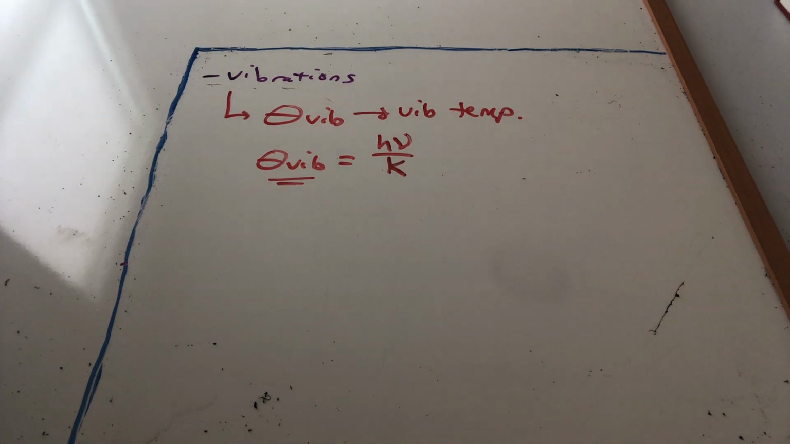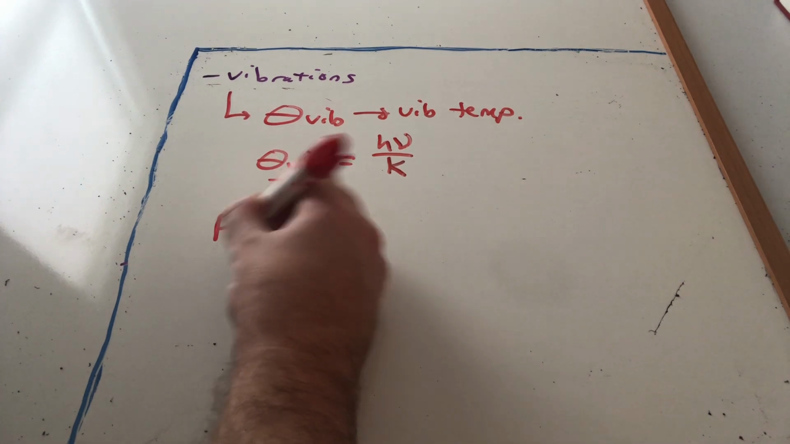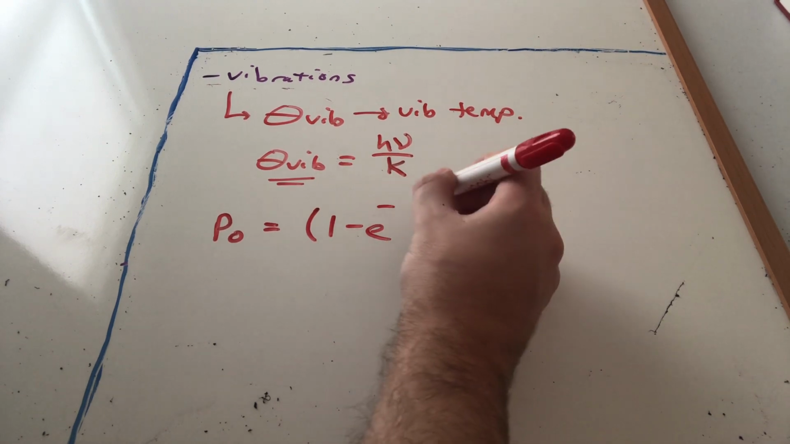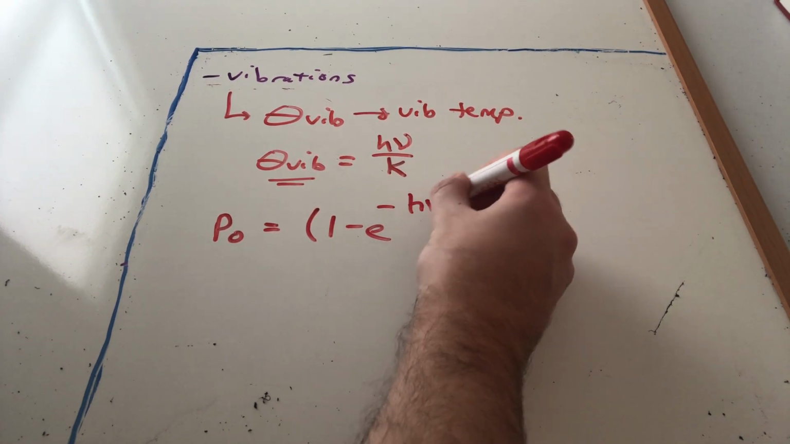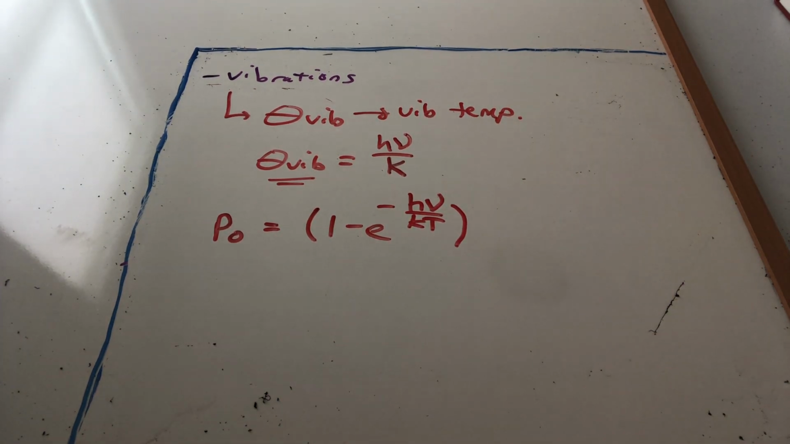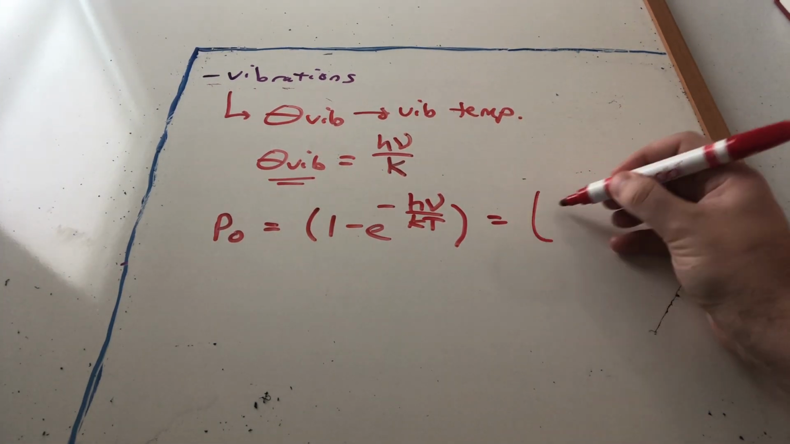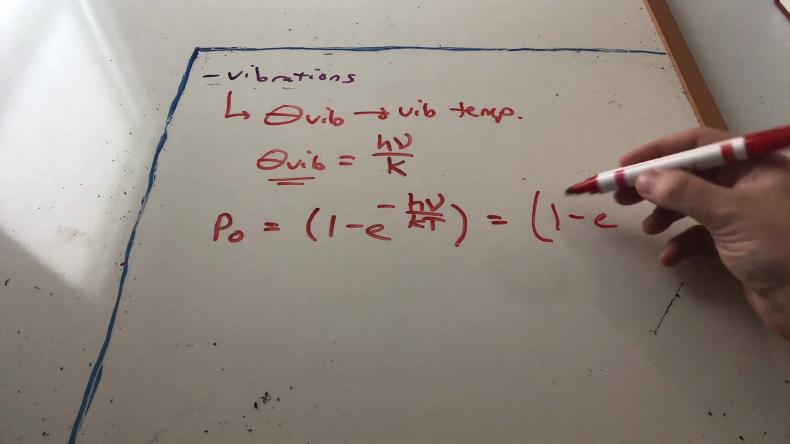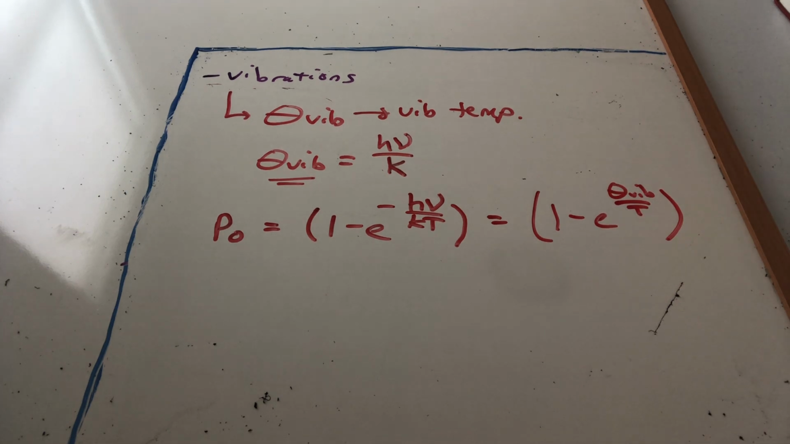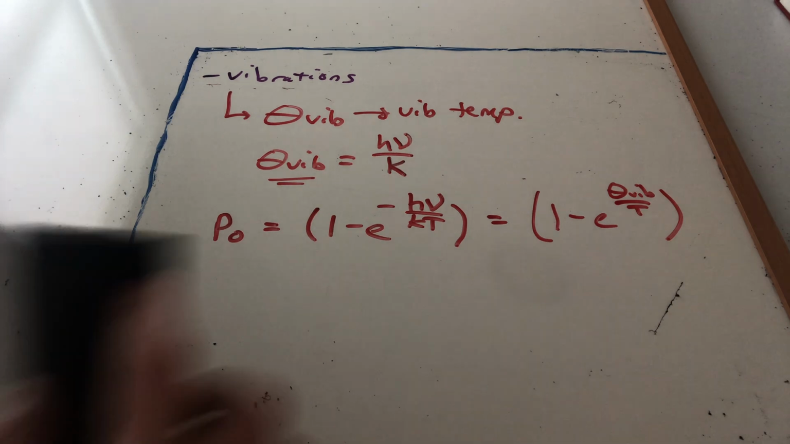So if I take a look at P0, for instance, P0 was 1 minus e to the minus h nu over kT. So another way to write this in a lazy way, but that actually kind of helps, is 1 minus e to the minus theta vibe over T. It doesn't change anything about our analysis. It's just how we combine information and also how we record information. And you'll see that with this example.